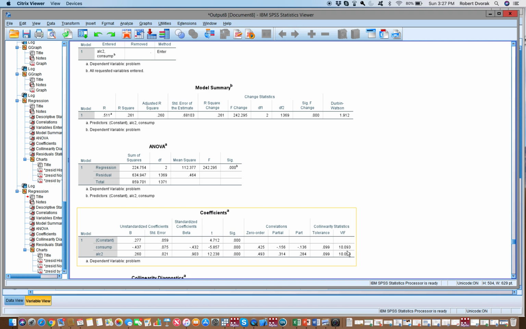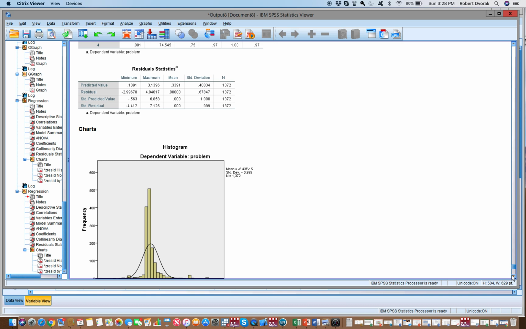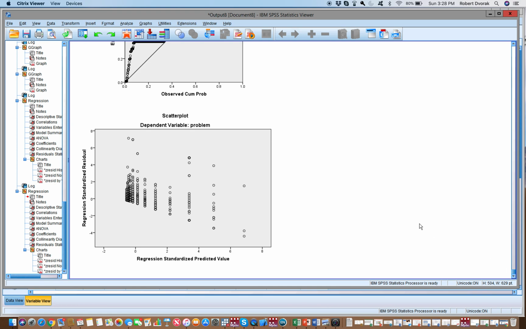This is also a little bit scary if we scroll up here. We're sitting right at 10. Now, granted, these two variables are highly interrelated. I would be okay with this, given that this alk2 is just consumption squared. You would expect there to be a lot of overlap between the two. There is no cubic function, though. That looks like garbage again, and that doesn't look very good either.